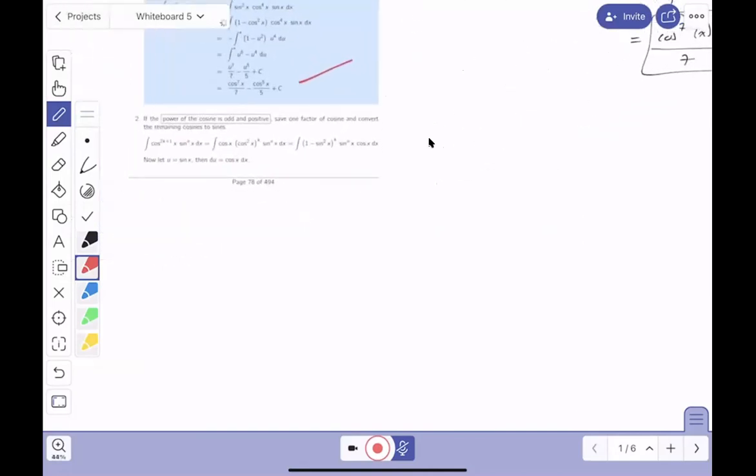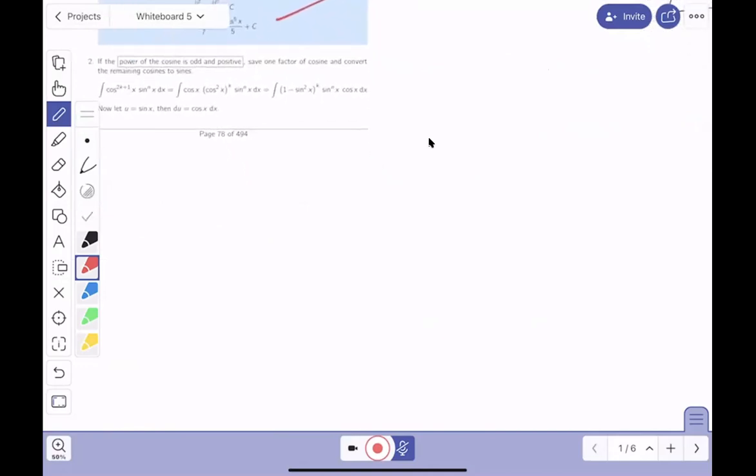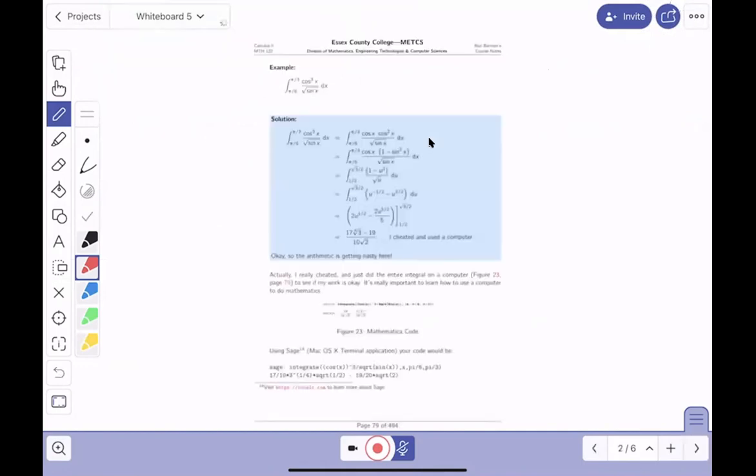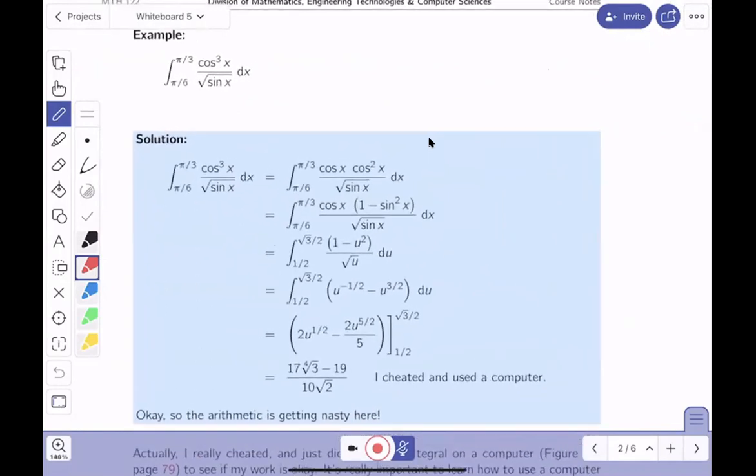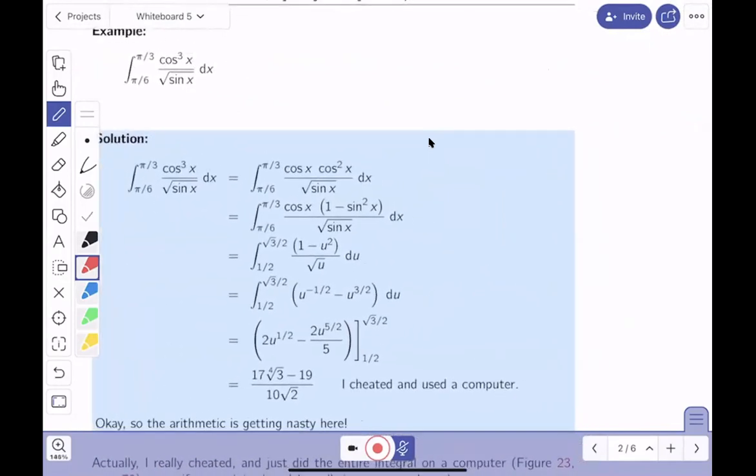All right, let's go to the next one. Next one says the power of the cosine is odd and positive. Okay, I'm thinking about that. Where they say save one factor of cosine and convert the remaining cosines to sines. Well, you know what? Let's put this down. I think I'd be a little better at this one over here. Oh, look at that. They give me an example. And what's the example? Well, the example is as follows. The power of the cosine is odd and it's positive.